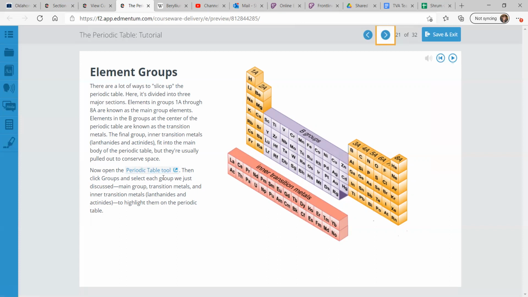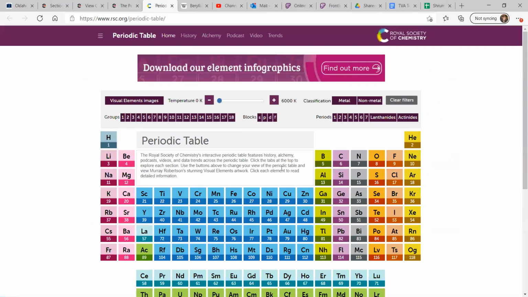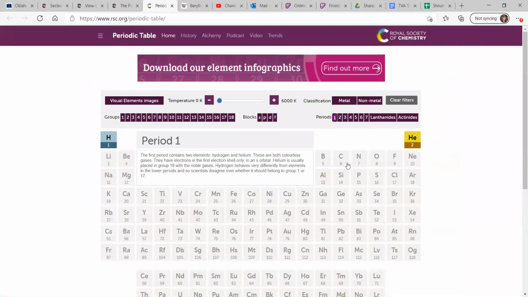And it has the periodic table tool here, and you can click on groups and select each group we just discussed: main group, transition metals, and inner transition metals, lanthanides and actinides, to highlight them on the periodic table. So let's do that. Ta-da! So periods 1. Oh, sorry, those are periods, not the groups.